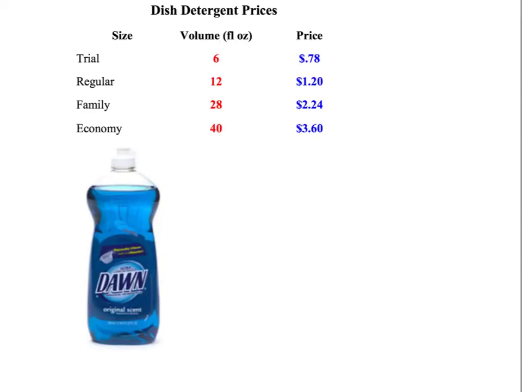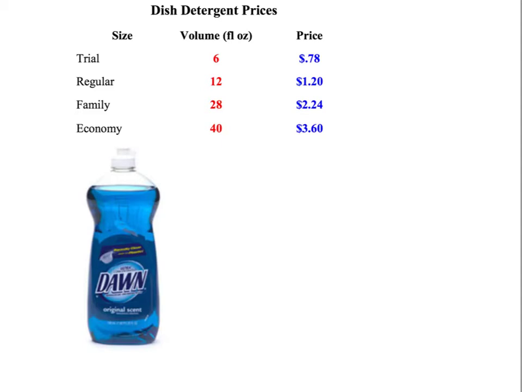If you've ever been to the grocery store and looked at the price of an item, if you looked close enough, you probably saw the unit cost for that item as well. The unit cost would give you the cost per ounce or the cost per pound. In this case, I have dish detergent, and I have different sizes. And if I wanted to find out what the best size was, I would probably look at the unit cost for each one.